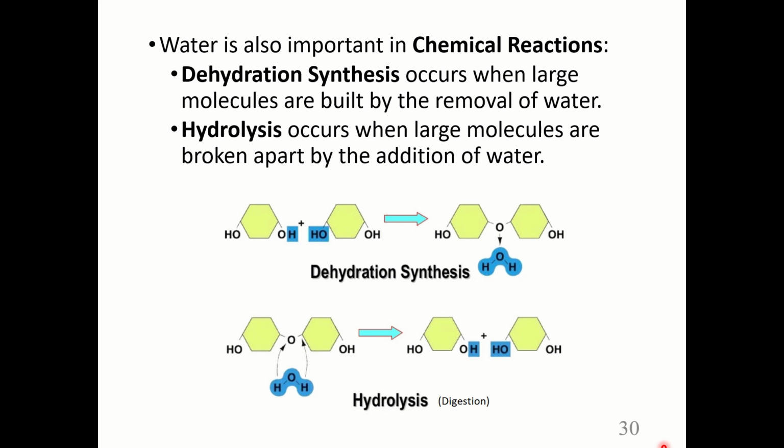Water is also important in chemical reactions. There are two types of chemical reactions that we will see that will make or break covalent bonds. Dehydration synthesis will occur when large molecules are built by the removal of water. Hydrolysis will occur when large molecules are broken apart by the addition of water. In the body, this occurs through the use of enzymes, but in a solution outside of the body, generally adding heat will cause dehydration synthesis and hydrolysis to occur.